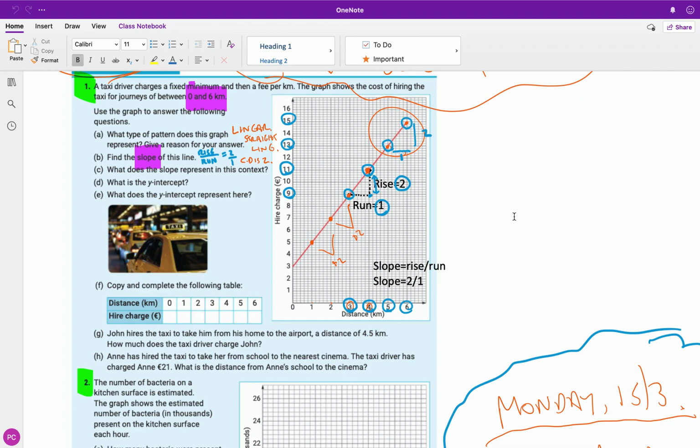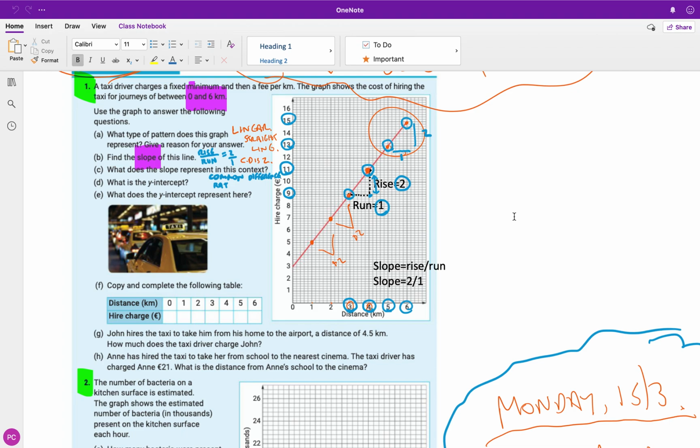What does the slope represent in this context? So part C, what does the slope represent? Well, the slope in this context represents the common difference, because the common difference is 2 over 1, which is equal to 2. The way you could word it, the rate of change or rate of increase.